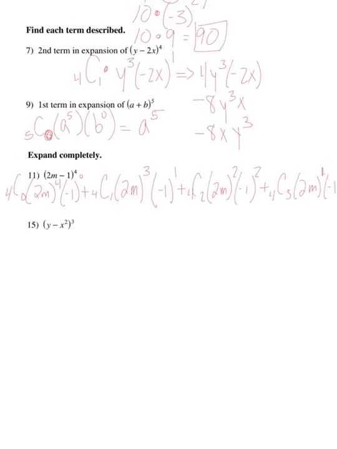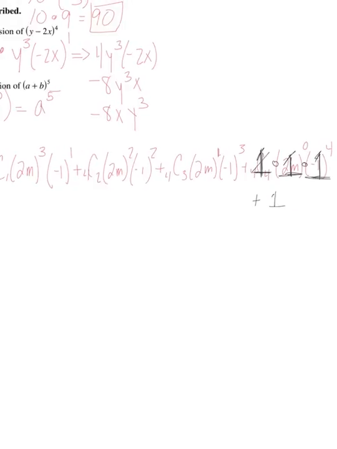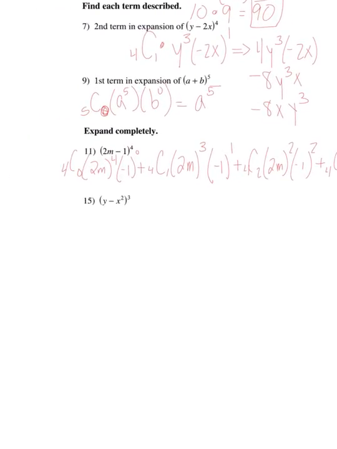Gets a little trickier from here, so I'm going to go back to the beginning and follow that same idea. 4 choose 0 is just a plain old 1, so that's easy to ignore. But 2m to the 4th, you have to distribute the exponent to each term, so 2 to the 4th is a 16, m to the 4th is m to the 4th, so you would have 1 times 16m to the 4th. Now, because there's that negative 1 being powered, negative 1 to the 1 is going to be a negative 1.